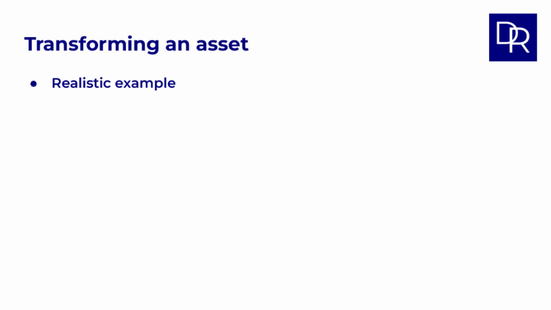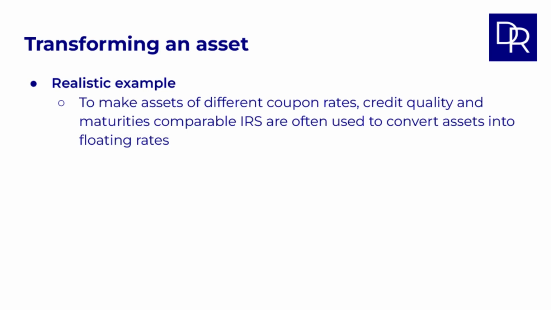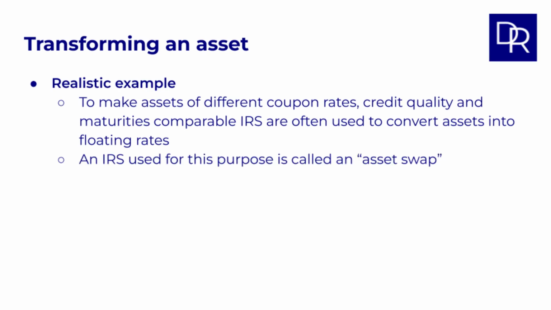This is also a very realistic and common example. To make assets of different coupon rates, credit quality, and maturities more comparable, interest rate swaps are often used to convert assets paying fixed or even structured coupons into floating rates. An IRS used for this purpose is called an asset swap.